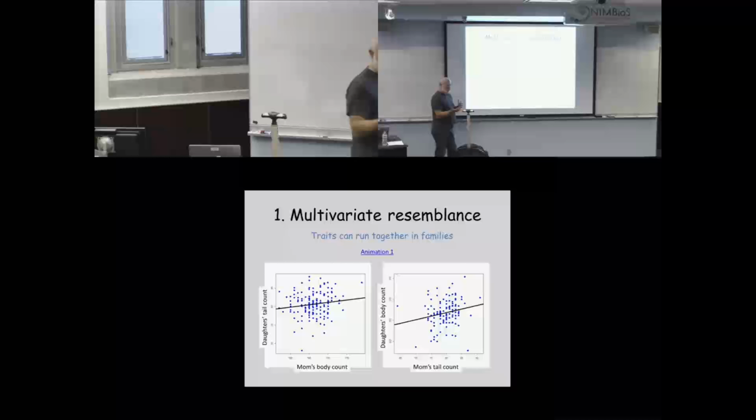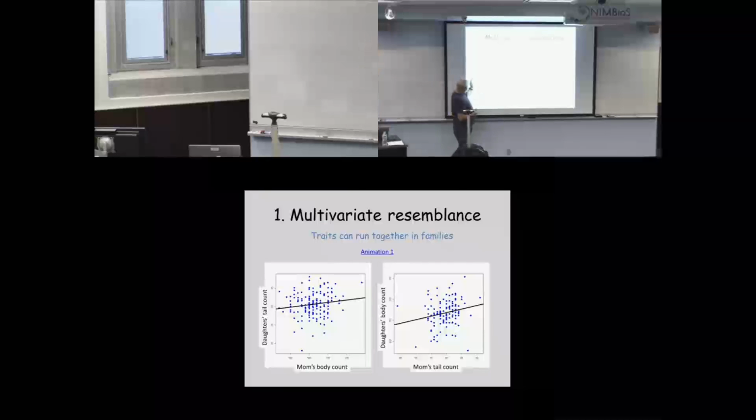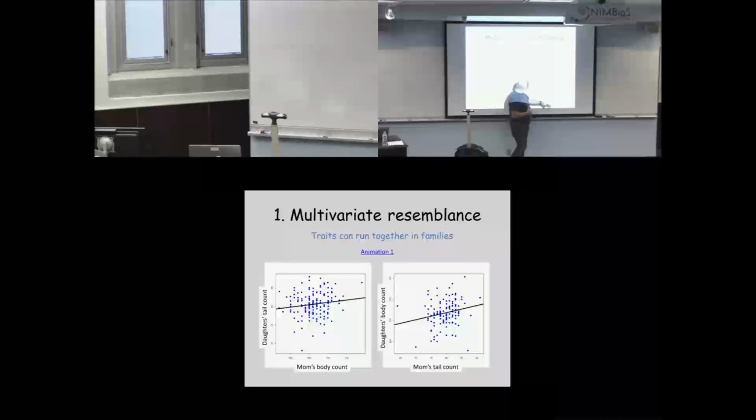If we go back to our garter snake data, remember when we were plotting it, we had moms and kids. We plotted kid's body against mom's body. We can do cross-trait plots. And here we're doing one of those. Here's mom's body count on this axis and daughter's tail count on that axis, right? And we see a small, but as we'll see, significant slope, non-zero slope. We can also do the reciprocal thing and plot mom's tail count on the x-axis and the average daughter's body count on this axis.